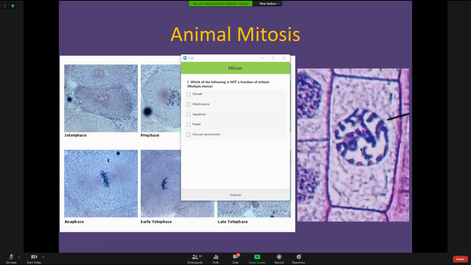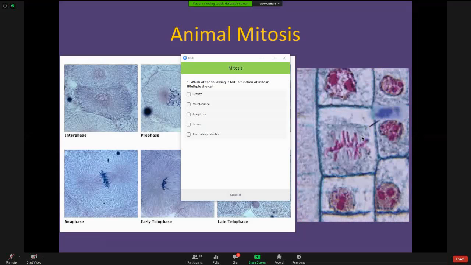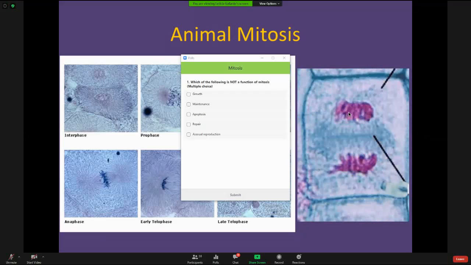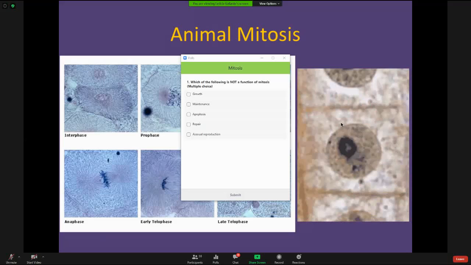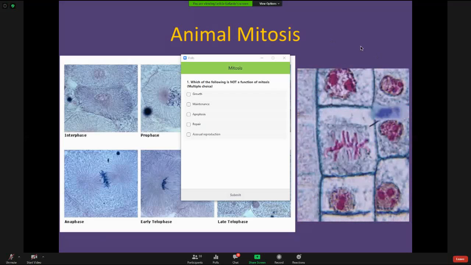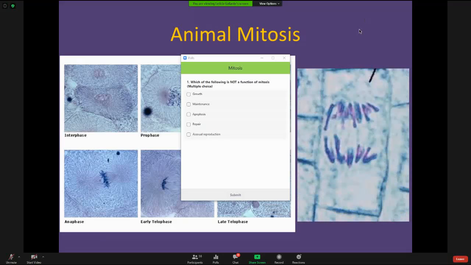Here's an interphase, here's a prophase, right? DNA starting to condense. Metaphase aligned up. Anaphase, you can see the V's. Telophase, notice how the chromosomes are disappearing as the chromosomes are unraveling. All right. So get familiar with those steps of mitosis.